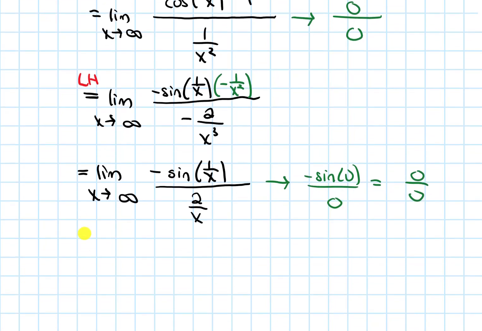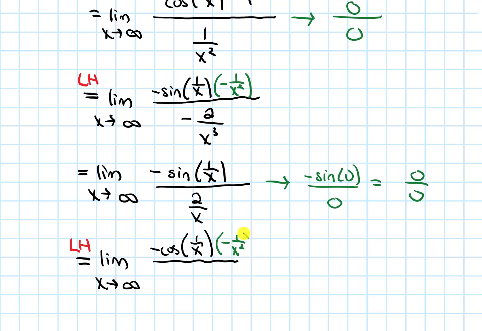So let's try L'Hopital's one more time. We get the limit as x goes to infinity. For the top, I need the chain rule again. Derivative of negative sine is going to be negative cosine. I keep the inside stuff the same. And then I multiply by the derivative of the inside, which is negative 1 over x squared. And then over the derivative of the bottom, which is negative 2 over x squared.